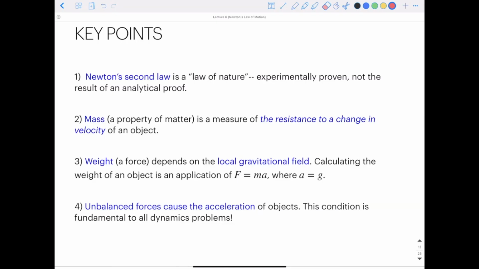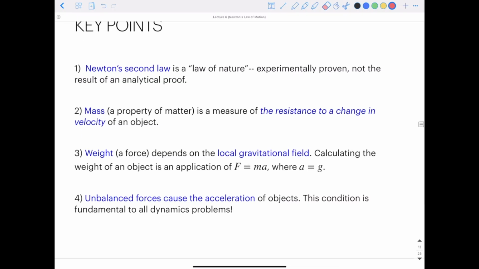Number 2, mass is a property of matter, and it's a measure of the resistance to change in velocity. That's what we refer to as mass and inertia. Mass is basically how much an object wants to stay still or keep in motion. Number 3, weight is a force, and it depends on a local gravitational field. So if we're in the absence of a gravitational field, an object can still have mass, but it won't have any weight unless there's a gravitational field acting on it. And we can calculate that weight by using Newton's second law equation and setting our acceleration term a equal to the acceleration due to gravity where that object is.